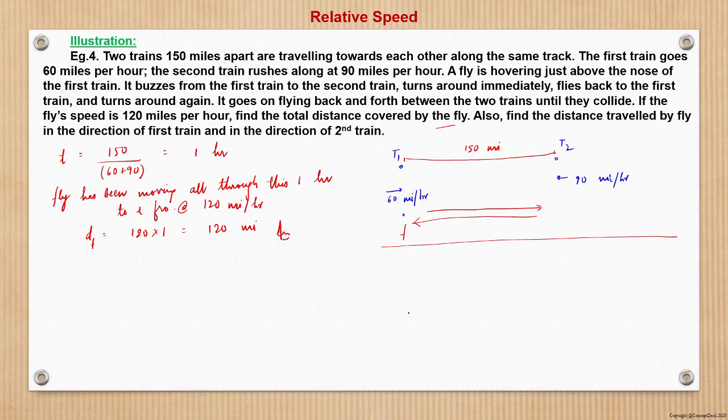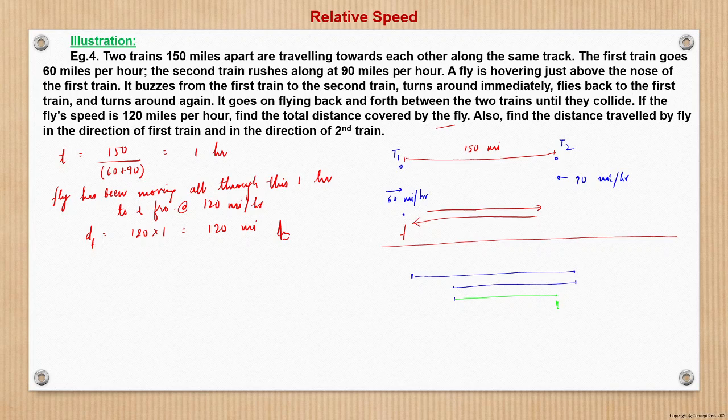Try to concentrate here. Suppose this is the position of the first train. The fly goes from here in the forward direction, reaches here, and meets the second train, right? Then from here it turns back and comes here, where it meets the first train. Then again from here it goes this way, and suppose it meets the second train here.